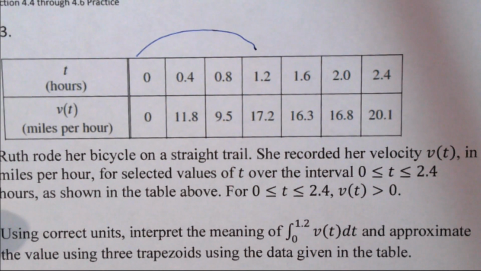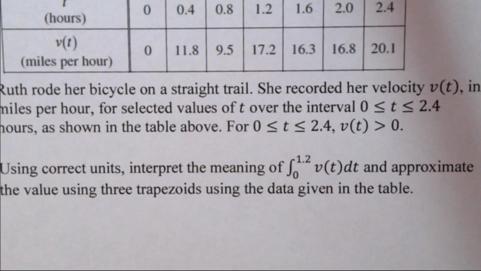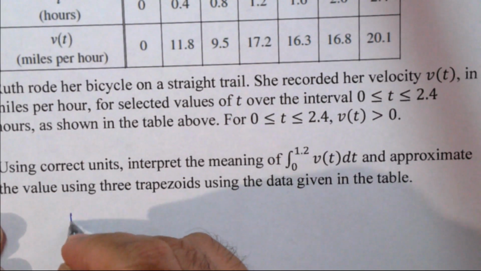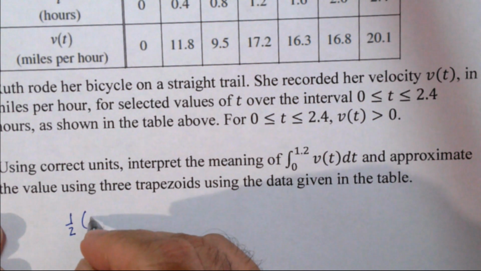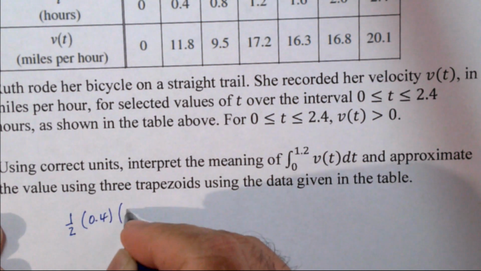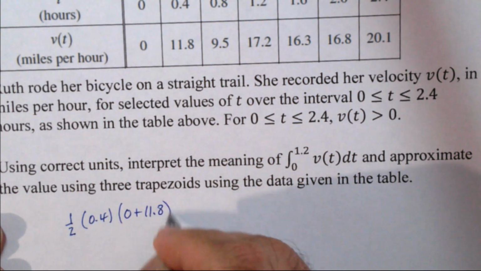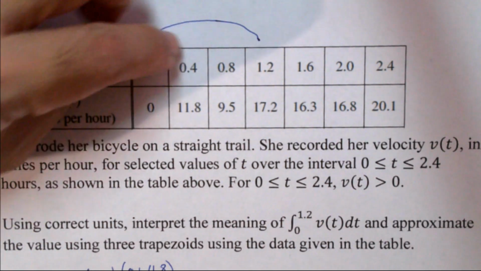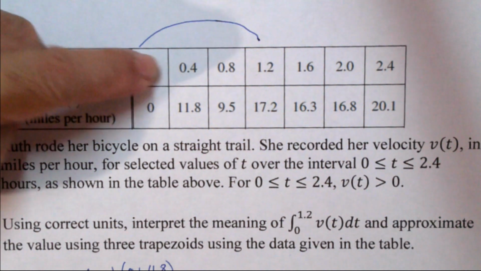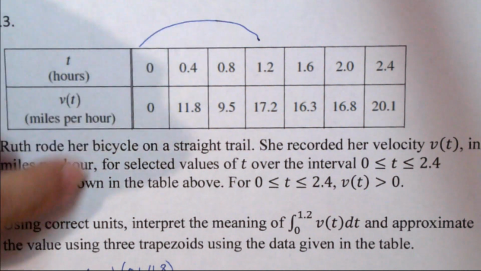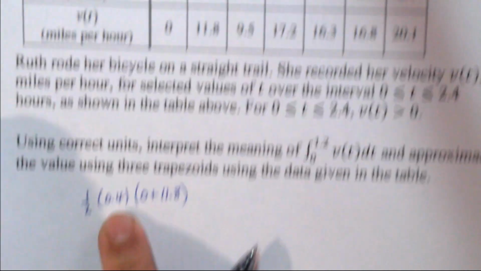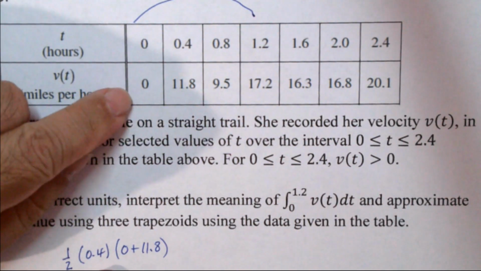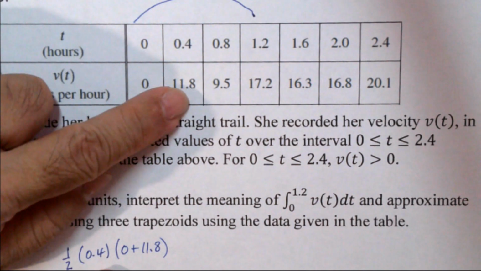So when we integrate that using trapezoids, it's going to be 1 half times 0.4 times 0 plus 11.8. So this is the area of the first trapezoid, right? The distance between my t values is 0.4. The 1 half is always part of the trapezoid formula. The 2 bases are 0 and 11.8.